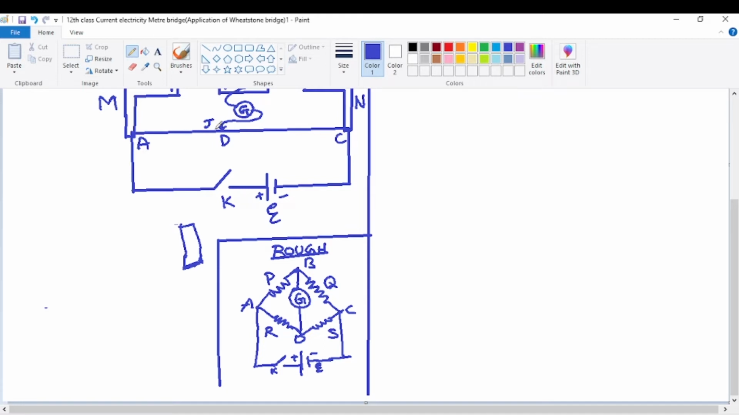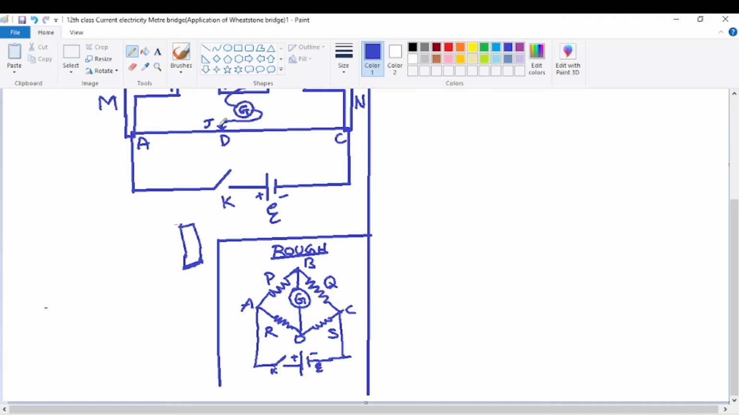So now jockey J is brought into contact. It's pressed at any point. The point of pressing is very important in the working of the meter bridge. That point at which the jockey J is brought into contact on the bridge wire AC is called D. This point D is very important. Why, we'll be seeing in the next step itself.